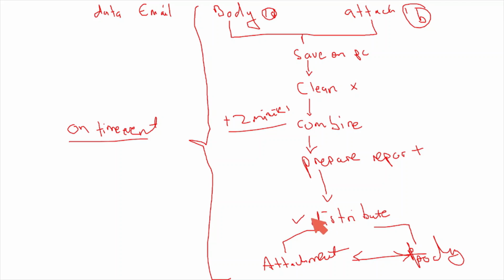This is day 133, and today we are looking now at distributing the emails. So we have prepared the report, we collected the data from the email, and we have cleaned it and combined it and prepared a report. Now we want to distribute that email, either in the body of an email or as an attachment. So this is what we are looking at now. How can we do that, and how can we easily do that and automate it? Okay, so let's get started.